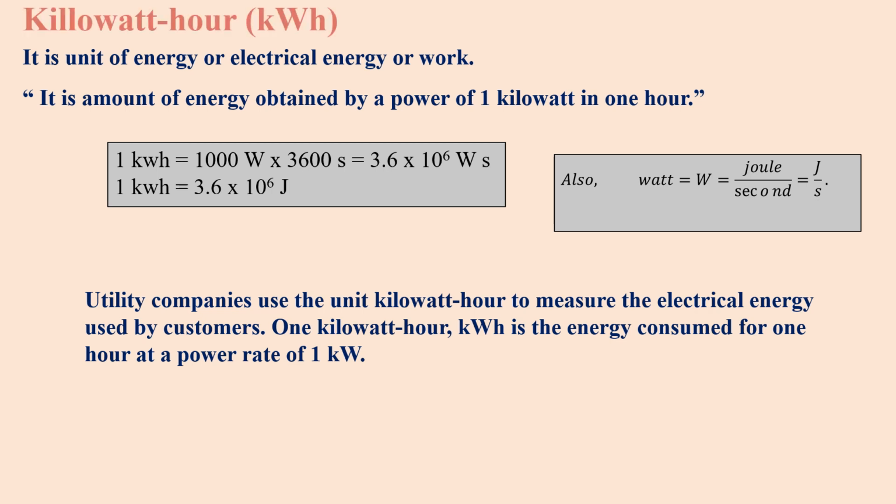Kilowatt hour. It is a unit of energy, or electrical energy, or work. It is the amount of energy obtained by a power of 1 kilowatt in 1 hour. So 1 kilowatt hour equals 1000 watt multiplied by 3600 seconds. By multiplying both values we get 3.6 times 10 to the power 6 watt second. As we know that 1 watt equals 1 joule per 1 second, 1 joule equals 1 watt into 1 second. So we can write watt second as joules, and 1 kilowatt hour equals 3.6 times 10 to the power 6 joules.